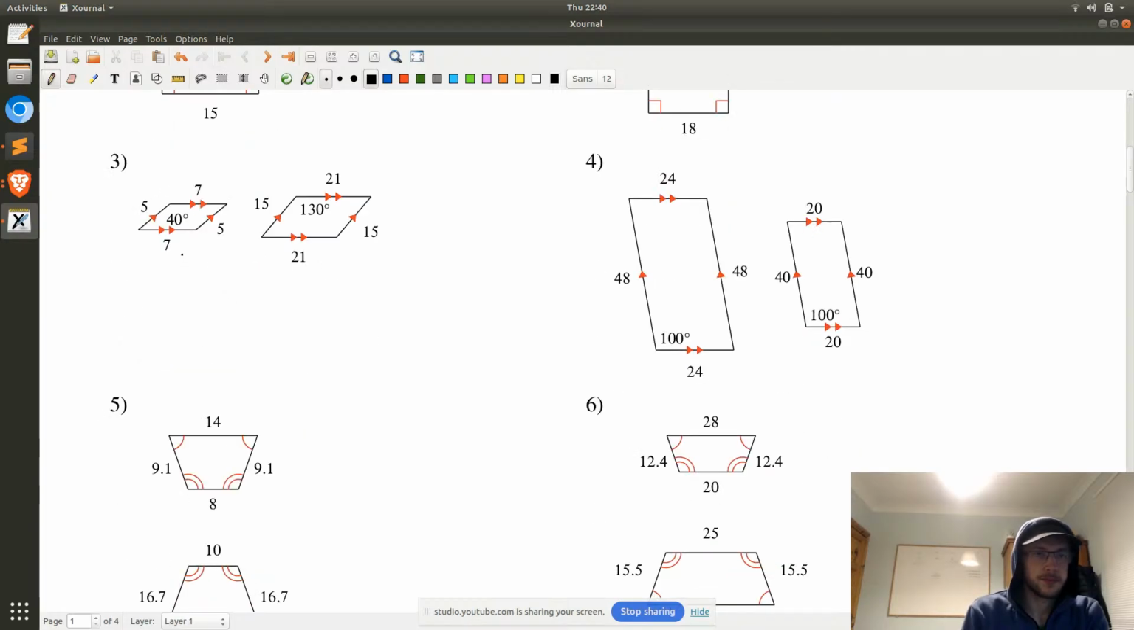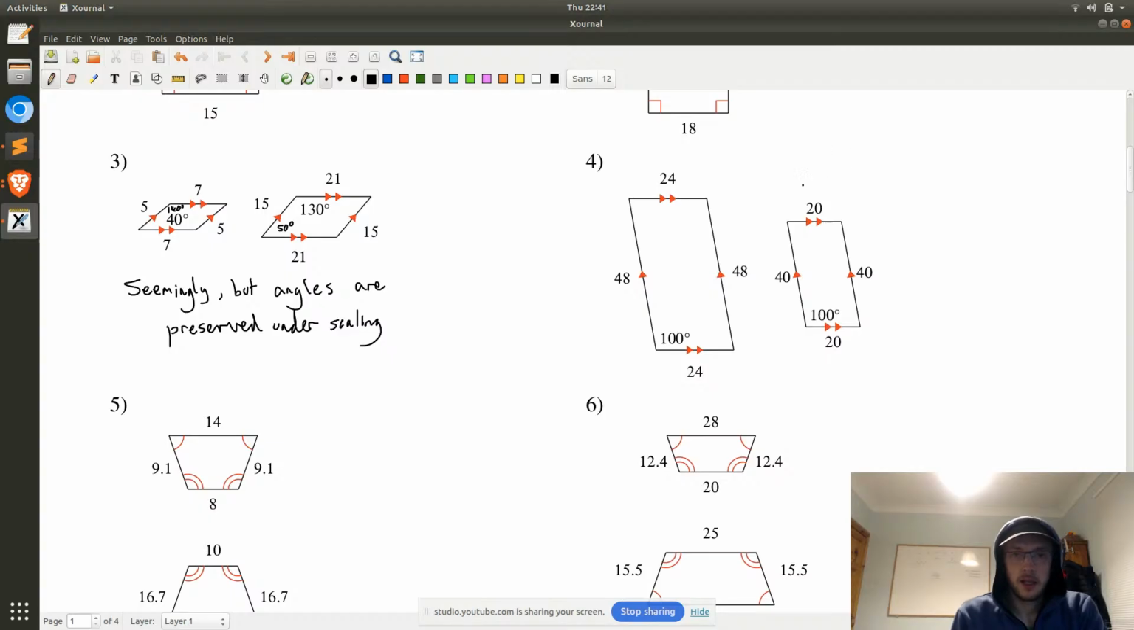Here. Seemingly, but this angle down here, by being a consecutive interior angle of a parallelogram, would be 50 degrees. And angles are preserved under scaling. Here.